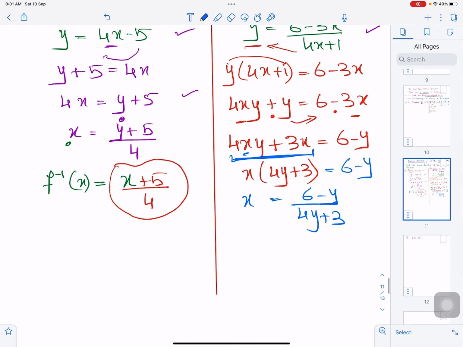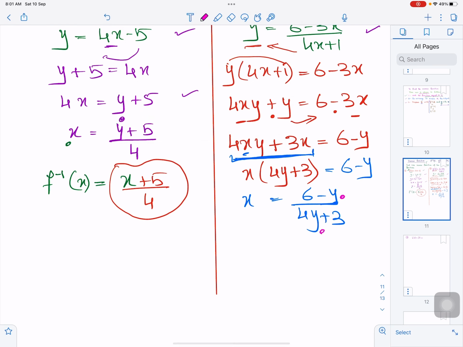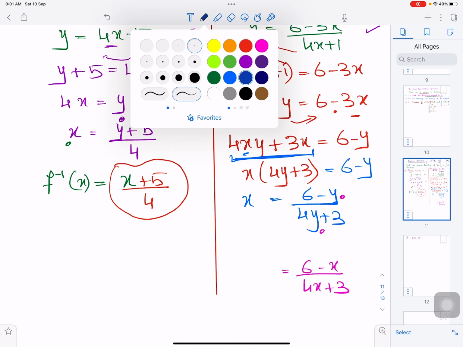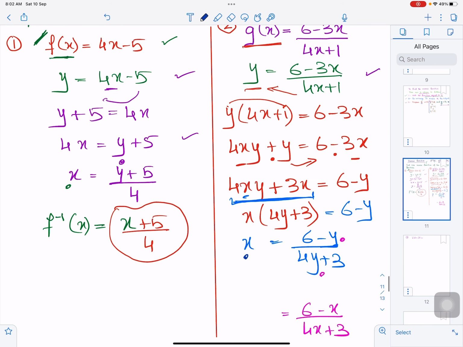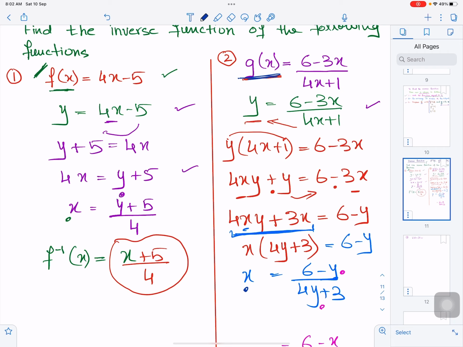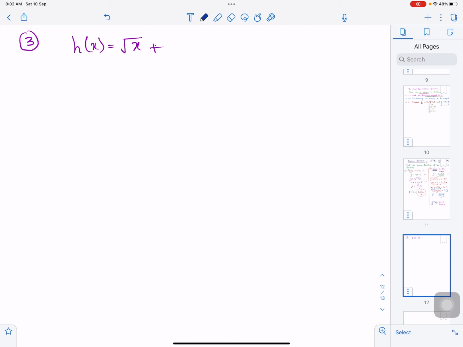So I will replace y by x, so it will become, and this x I will replace by the inverse function, but should I use f of x or g of x? What was the name of it? The name was g of x in this question. So I will use here g inverse of x, right? So let's do one more example before finishing this video, and I will follow the 3 steps in this again.